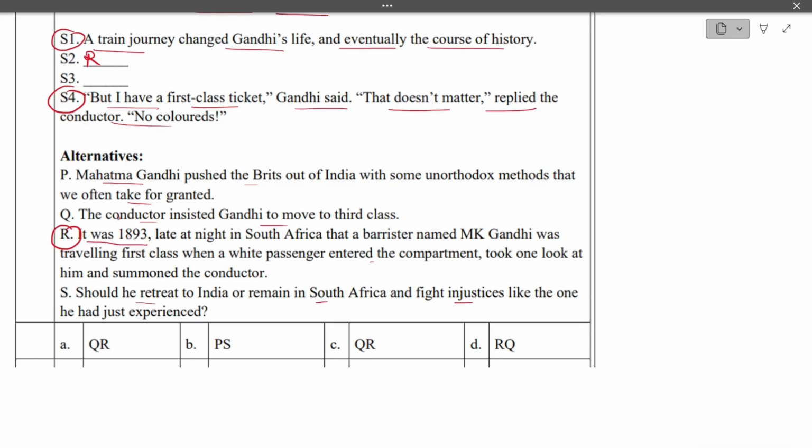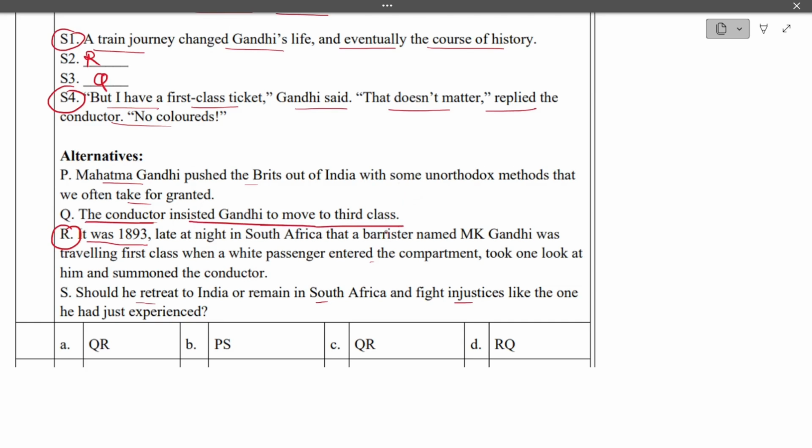So option R is the correct place in sentence 2, because it is setting the scene by providing essential background details like time and then place and then Gandhi's status, right? So all these things are mentioned there. That is why R will come in the first sentence, and then what will come in the third sentence will be Q. Okay, so Q, that is the conductor insisted Gandhi to move to the third class.